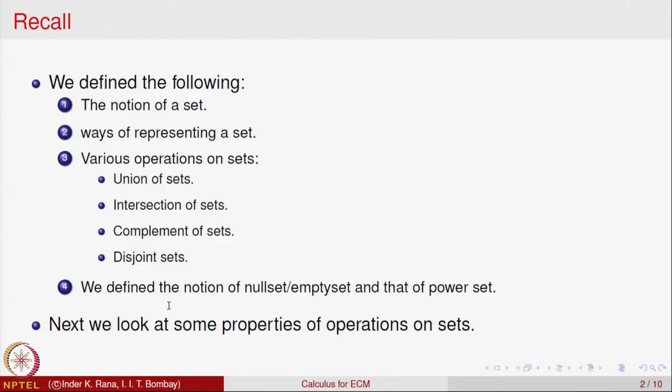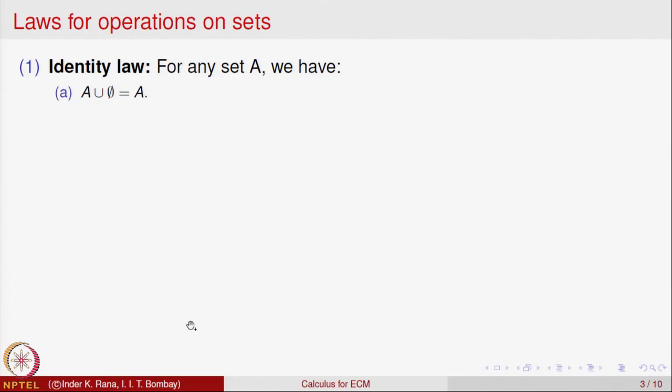These are called operations on sets. Given sets, you can generate more sets out of them by various operations. So, let us look at some of them. These are also called laws, if you want to call them. So, first is called the identity law. That means, if you take any set A and take its union with the empty set, then it is A itself. That is quite clear, because the empty set has no elements. So, you are not adding anything to A, it is just A itself.